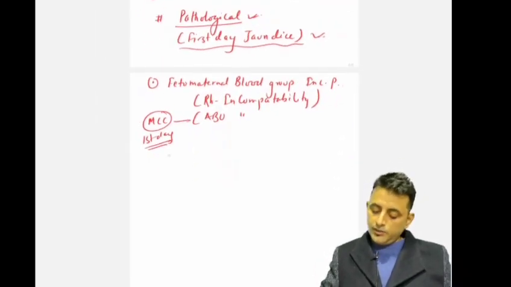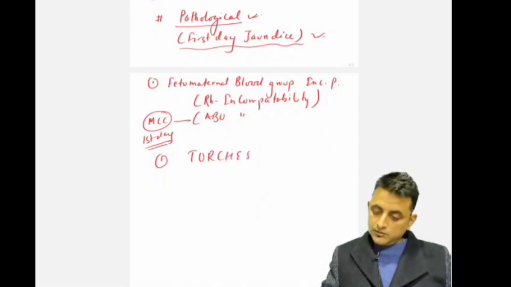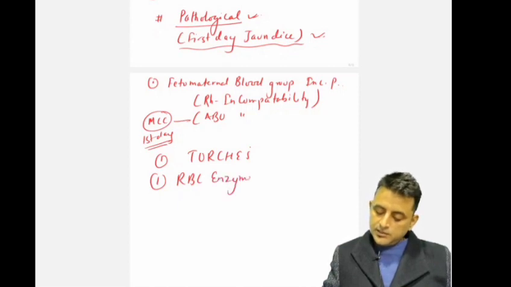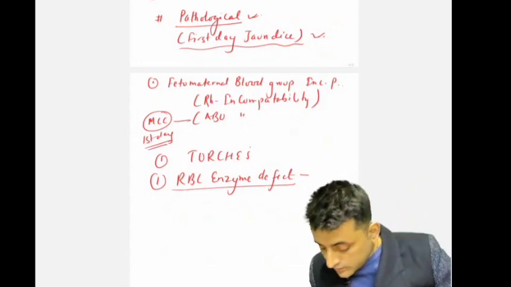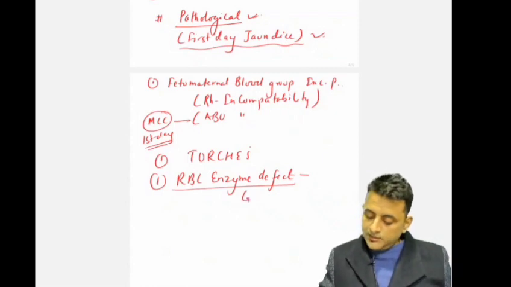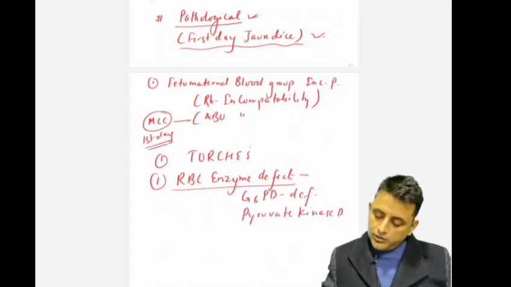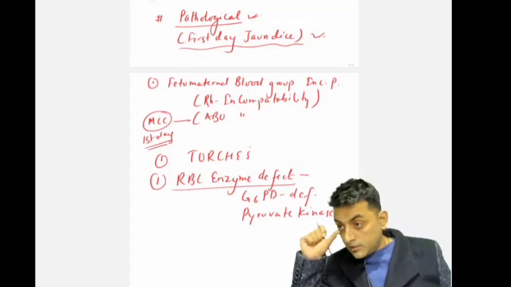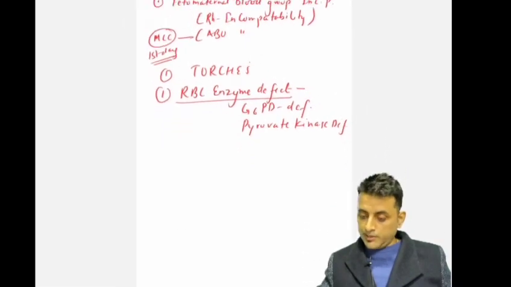So what can be other causes of pathological jaundice? Yes, TORCH infection, and some RBC enzyme defects. If you see a baby with jaundice on the first day, these are the things which you should consider first. That is G6PD deficiency, pyruvate kinase deficiency. So if you are asked which of the following enzyme deficiencies can lead to jaundice on the first day, G6PD should be your answer.